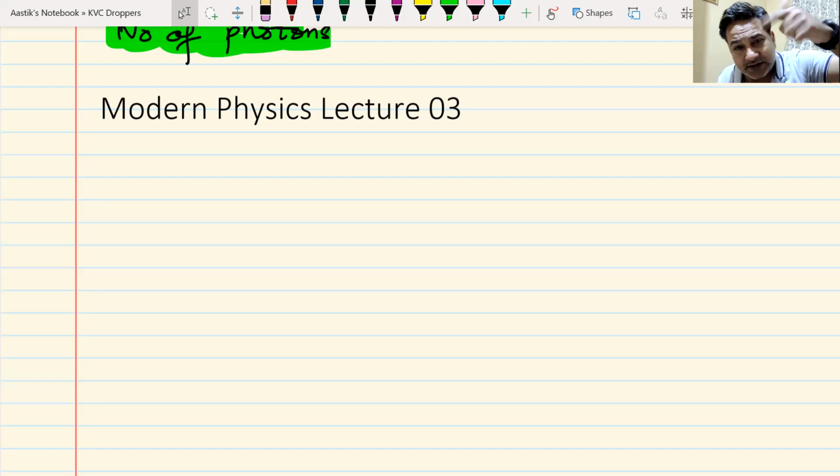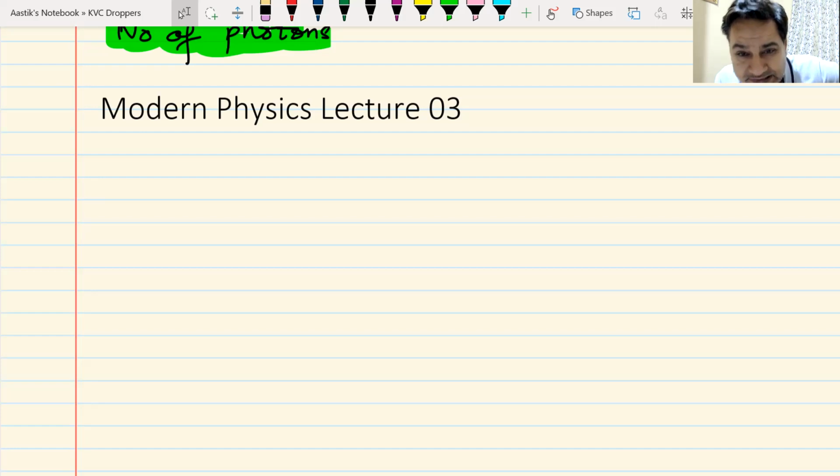The frequency has to be more than a particular frequency. That frequency is known as? Threshold frequency. And the wavelength should be less than a particular wavelength. And that wavelength is known as? Threshold wavelength. We also saw two things: the intensity of light, when I say intensity of light, I refer to the number of photons. When I refer to the energy of light, I refer to the frequency of photons.